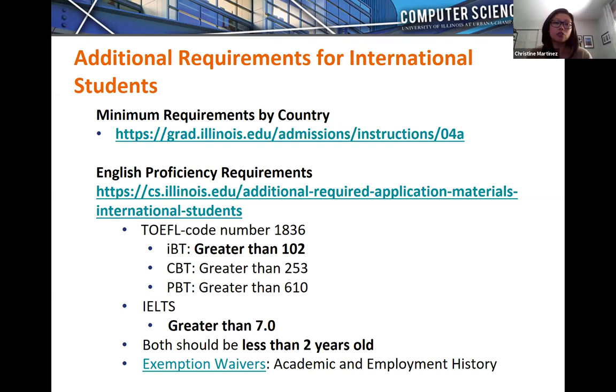There are exceptions to the English proficiency requirements, and we do provide exemption waivers. For instance, if you have completed a degree within 5 years of the proposed start term, and that degree was completed in a country where English was an official language spoken, you could be exempt from that TOEFL or IELTS requirement. Or if you've been employed in a country where English is the official language spoken and you've been employed there within 2 consecutive years of the proposed start term and are currently employed, you could file for an exemption as well. But you'll want to check that link to make sure you meet those exemption requirements.